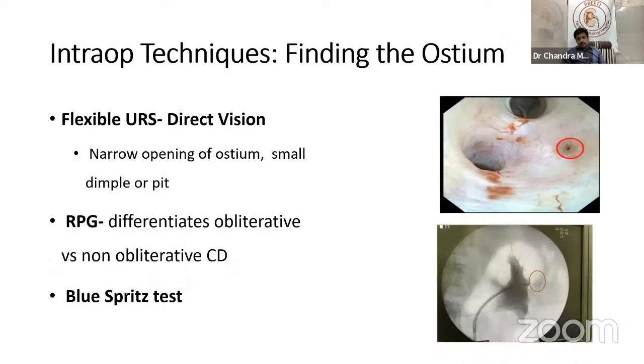Okay. So intraoperatively, the same standard procedures we follow, what we do for RIRS, no doubt. Then, how to identify the ostium, that is the opening of the diverticulum. Using the flexible URS by direct vision, you can see the narrow opening of the ostium, a small dimple or pit you can identify. In this image on the right side, you can have a look there. Second option is retrograde pyelogram that differentiates between obliterative versus non-obliterative calyceal diverticulum. That gives a fairly good idea about its relation to the major calyx, minor calyx, pelvis, how much angulation to navigate, all those things. Very important investigation, retrograde pyelogram.